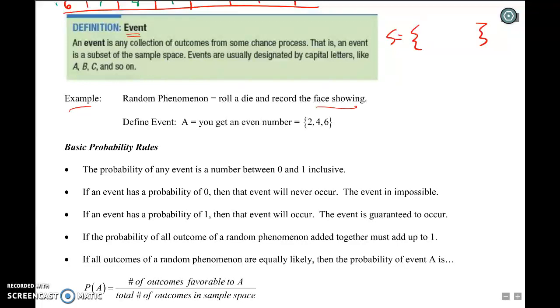So the random phenomenon: let's roll a die and record the face showing. If I wanted to list a sample space, I could show a 1, 2, 3, 4, 5, 6. Those are the faces that could show up. We could define event A to be you get an even number. This would be in words, and this would be the actual subset. If you're looking for even numbers, you would just look at the even outcomes. As you can see, this is a subset of that.